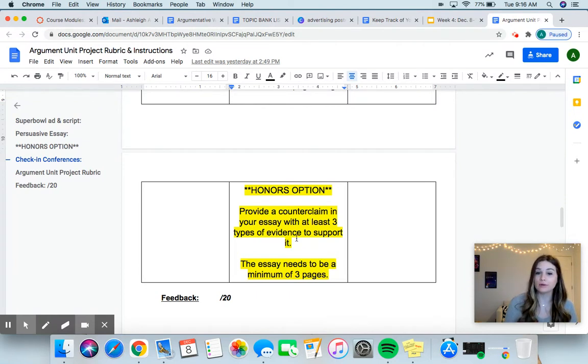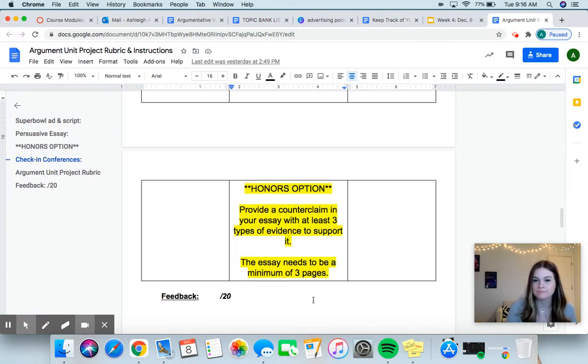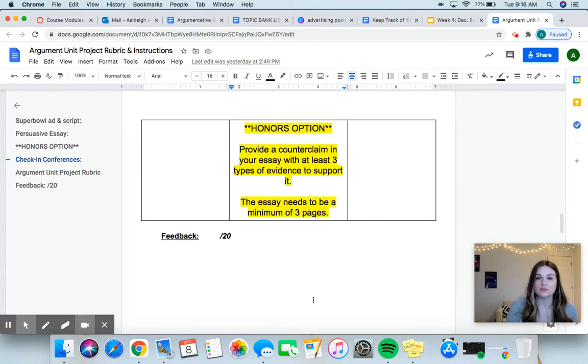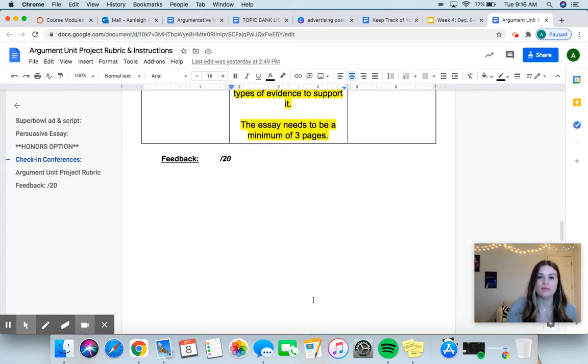The honors option for the essay, you will need to, in addition to everything above, provide a counterclaim in your essay with at least 3 types of evidence to support it. So that could be 1 quote, 1 fact, and 1 analogy, or 1 number, 1 example, and 1 analogy. You decide, but there has to be 3 forms of evidence. And instead of being 2 pages minimum, if you're doing the honors option, you will need to have at least 3 pages minimum. Okay? Including sources. So that's for the essay.